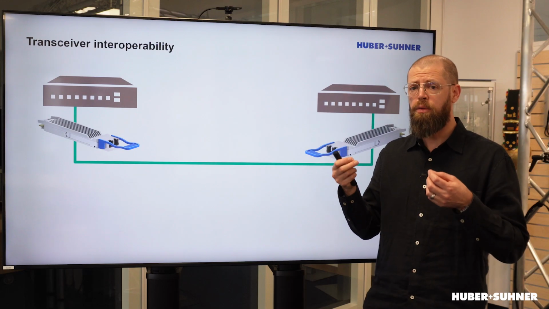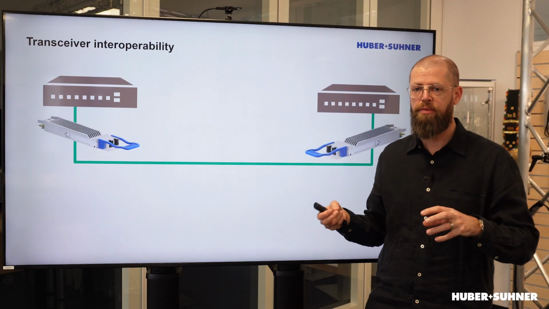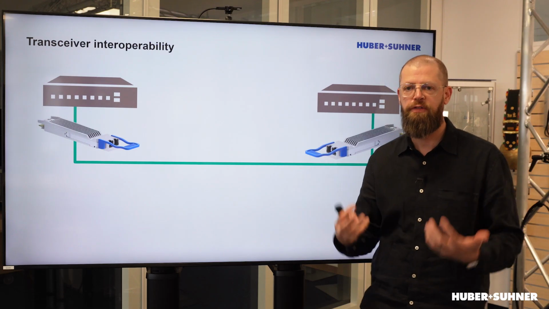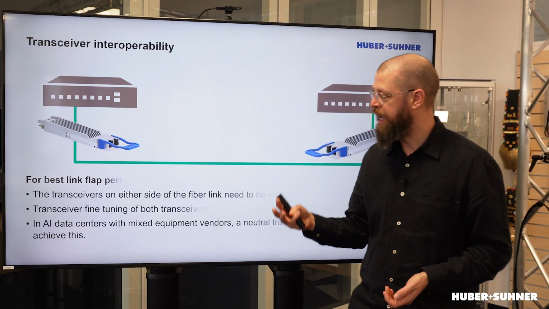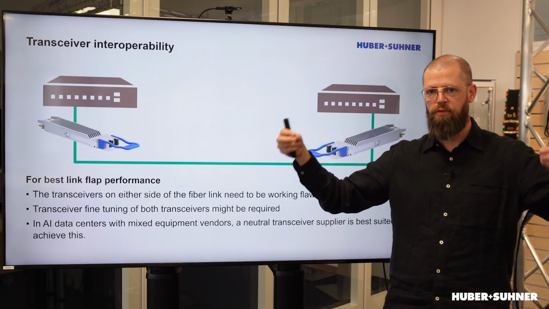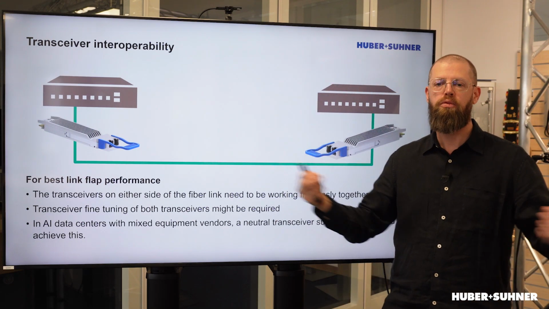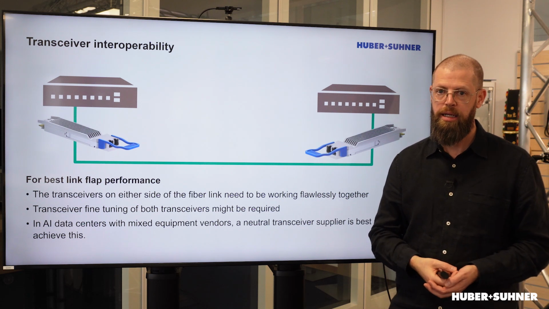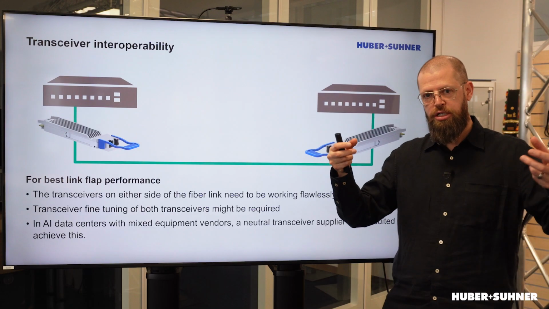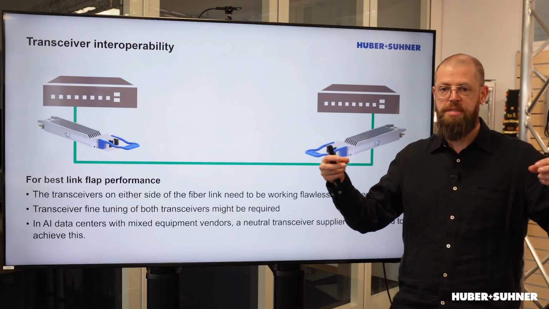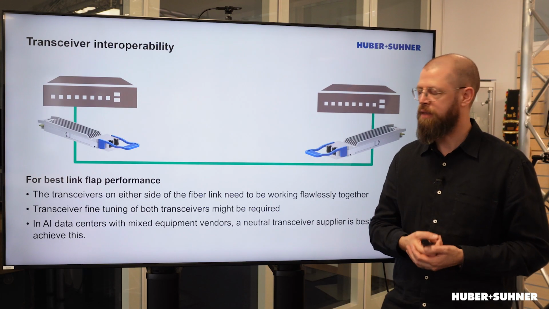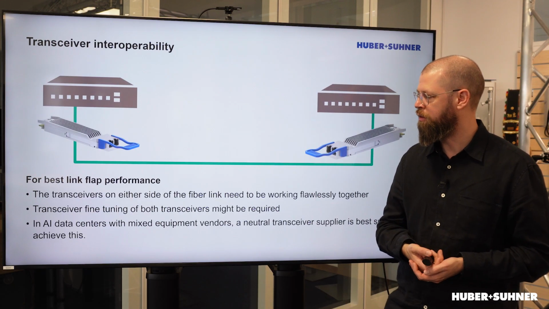But to achieve the link flap rate that is required for AI data centers, we need to go further than that. We actually need to make sure that the transceivers on either side of that optical link are working flawlessly together. And to achieve that, it can be necessary to fine-tune the chipsets or the DSPs of the transceivers to achieve that level of link flap performance.